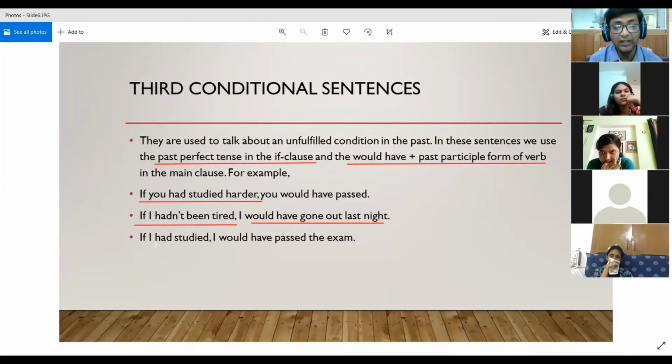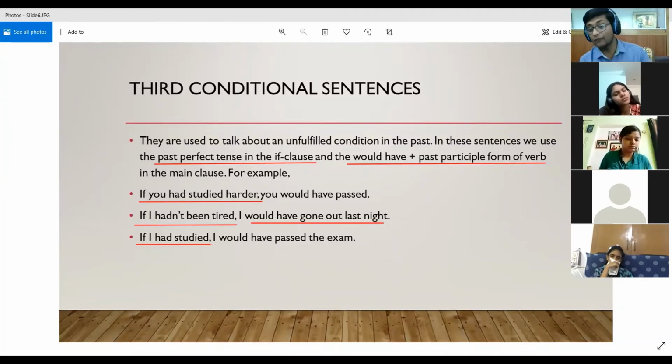See the third one. If I had studied, I would have passed the exams. So now also we can see that it means the person who is saying this has failed. So now he is saying that in the past, if I had studied, so he's making a condition that should have happened in the past, but it has not happened. So he's saying that if I had studied in the past, then what would have happened? I would have passed the exam.